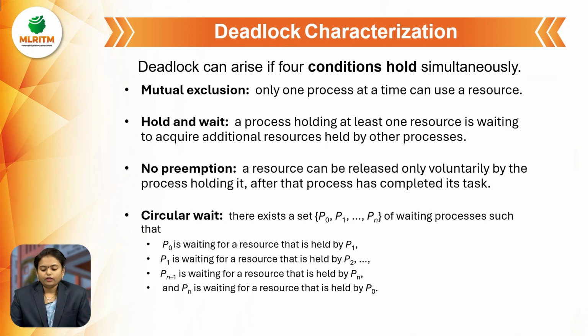Next, deadlock characterization. Here, when the deadlock can arise, means some of the conditions. Here, four conditions are there. If these four conditions are held simultaneously, then deadlock can arise. What are those conditions? Mutual exclusion, hold and wait, no preemption, and circular wait. These are the four conditions. What is mutual exclusion?